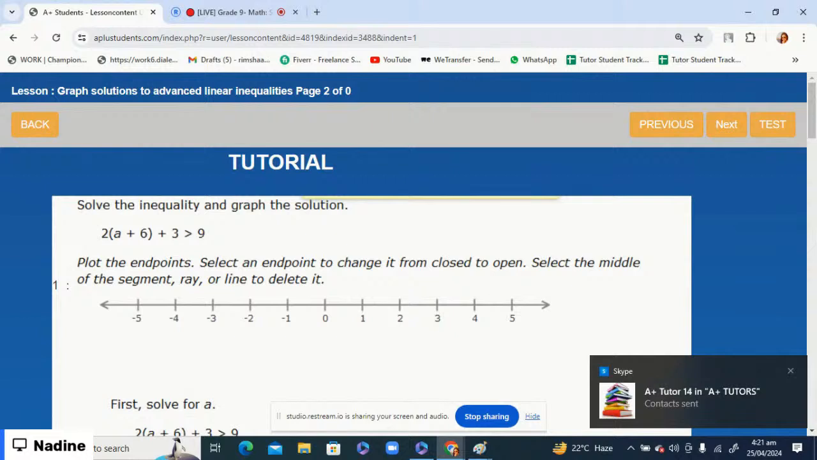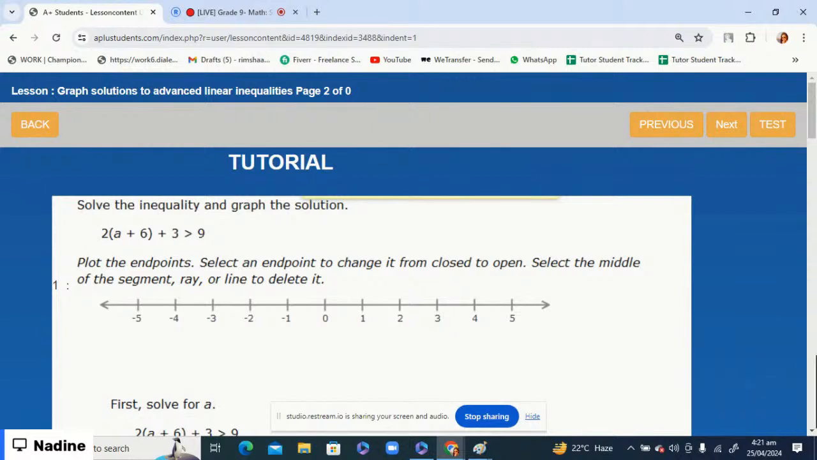Okay, let me guide you from here now. Solve the inequalities and graph the solutions. First of all, we're going to solve this inequality.